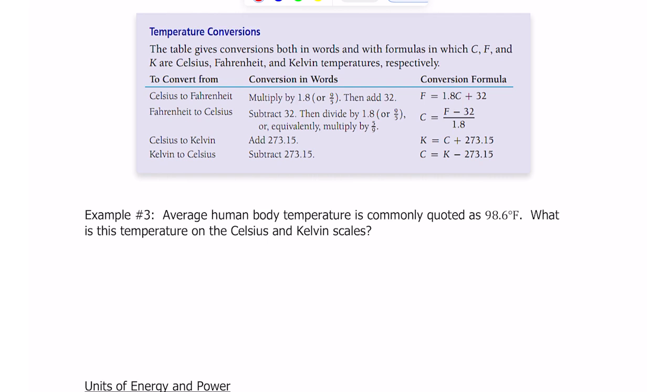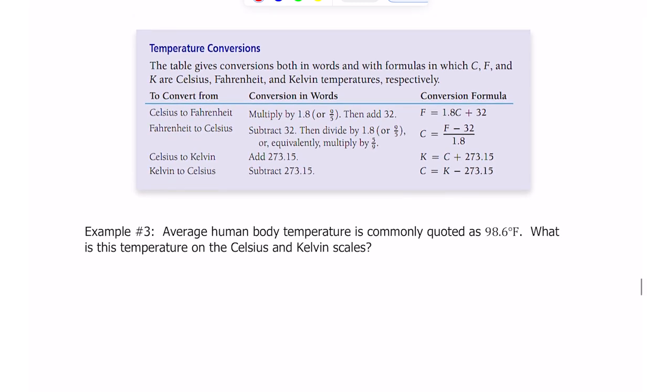So the average human body temperature is commonly quoted as 98.6 degrees Fahrenheit. What is this temperature on the Celsius and Kelvin scales? Okay, so I'm given my temperature in Fahrenheit and I want to convert to Celsius, right? So I'm going to use the formula Celsius equals Fahrenheit minus 32 divided by 1.8. So here I'm just going to substitute 98.6 for F and then subtract 32 and divide by 1.8.